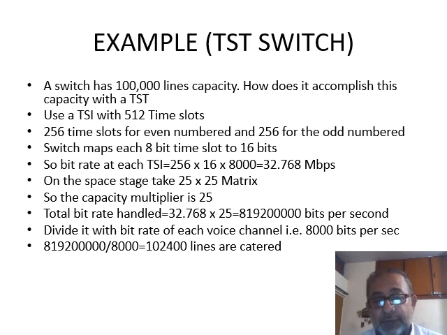We have to divide it by the bit rate of each voice channel, which is 8000 bits per second, and what we are left with is 102400 lines, which are catered for, which is more than the 100,000 lines capacity.